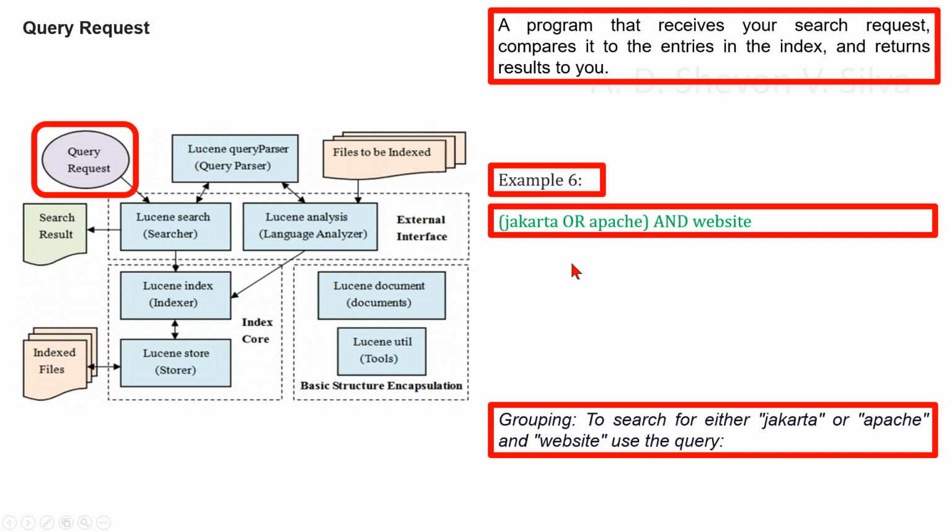Now we are considering grouping. To search for either Jakarta or Apache and website, use the query here. This eliminates any confusion and makes sure that website must exist and either term, Jakarta or Apache, may exist.